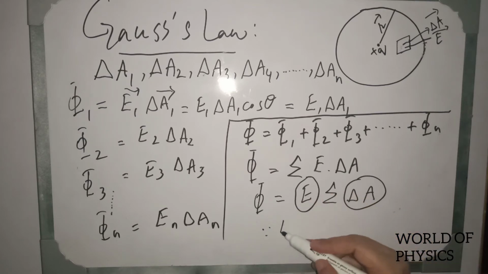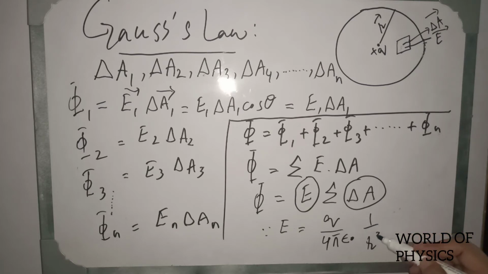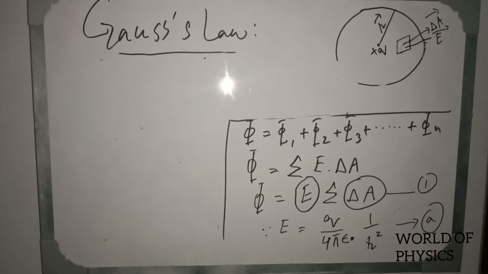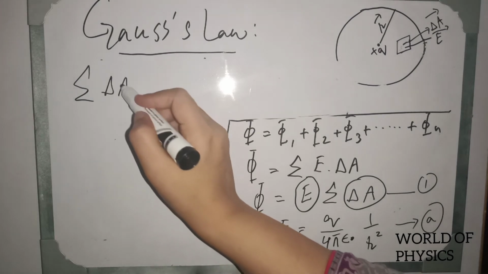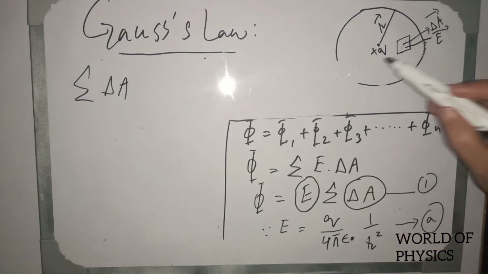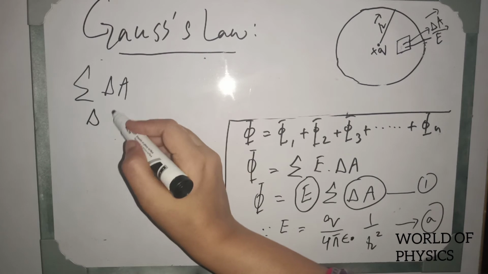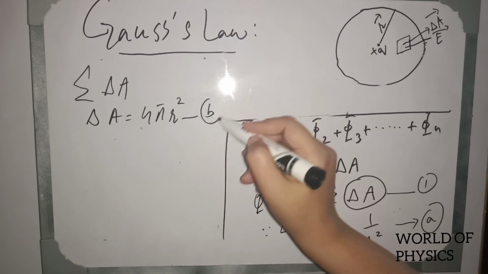So the value of E is equal to Q over 4 pi epsilon naught times 1 divided by r square. Say this is equation number A. Now we need to find out the value of summation of delta A. Delta A is the total area enclosed by the closed spherical surface, and the total area of a closed spherical surface is always equal to 4 pi r square. Say this is equation number B.